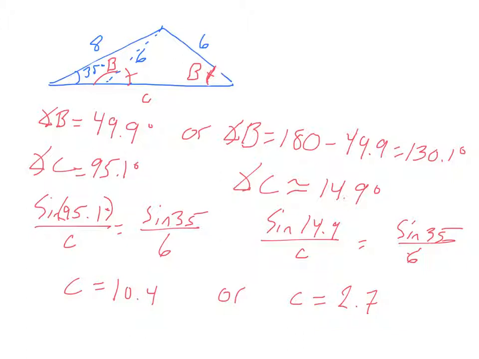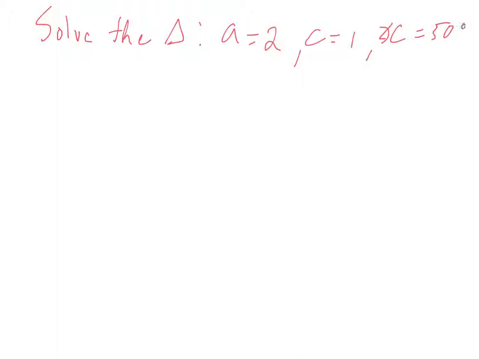So I'm going to give you one more example of an SSA configuration triangle that I want you to take a look at and end up solving for me. Go ahead and solve the triangle where A is equal to 2, C is equal to 1, and angle C is equal to 50 degrees. Okay? Okay, so what's going on here?